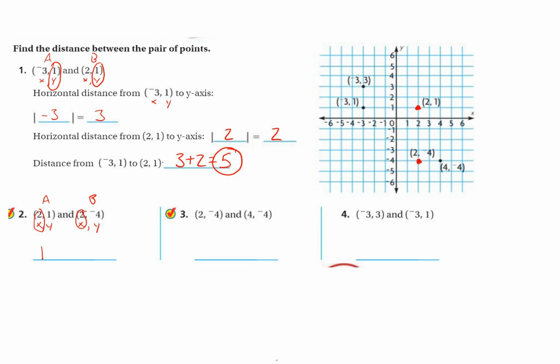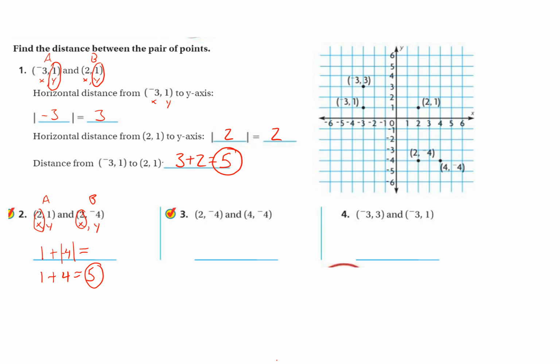Up here we had the y's being the same. Okay, so this is 1 unit away from the x-axis, and this is the absolute value of -4 away. So 1 plus the absolute value of -4, which is 4, equals 5 units away from each other. So that's the distance, and we can see that here on the number line. 1, a vertical number line now, 2, 3, 4, 5. Total of 5 units away from each other.